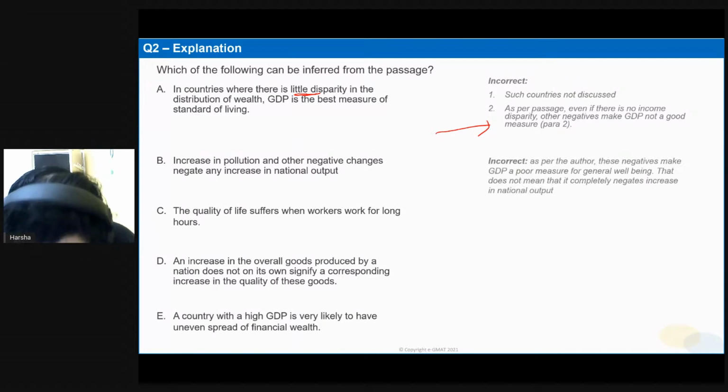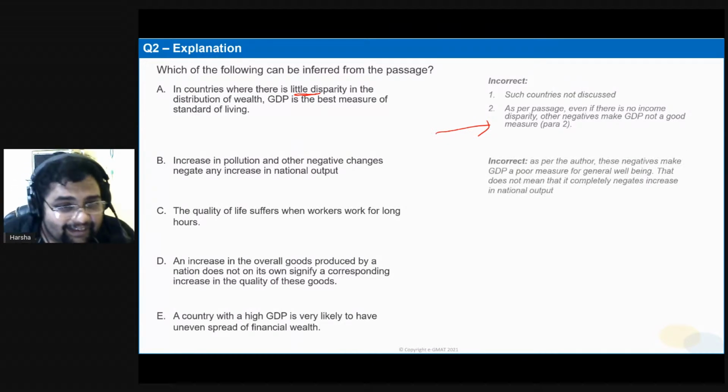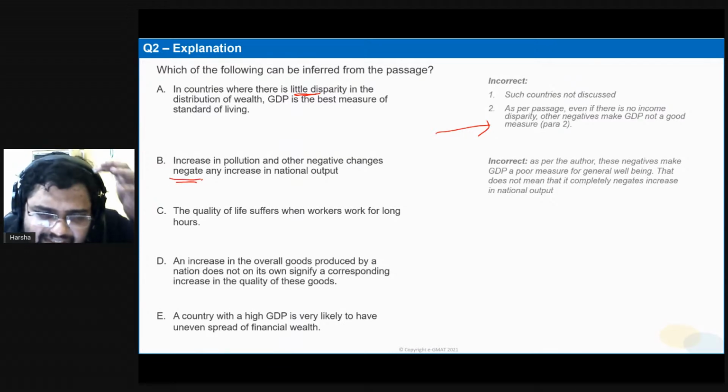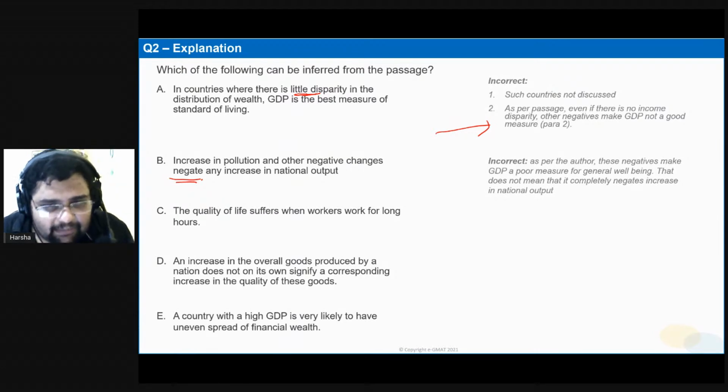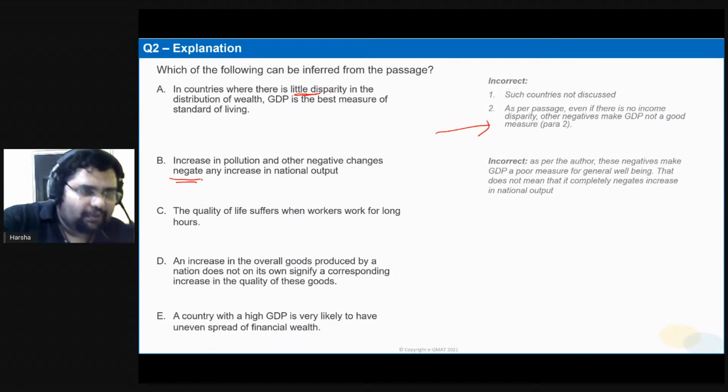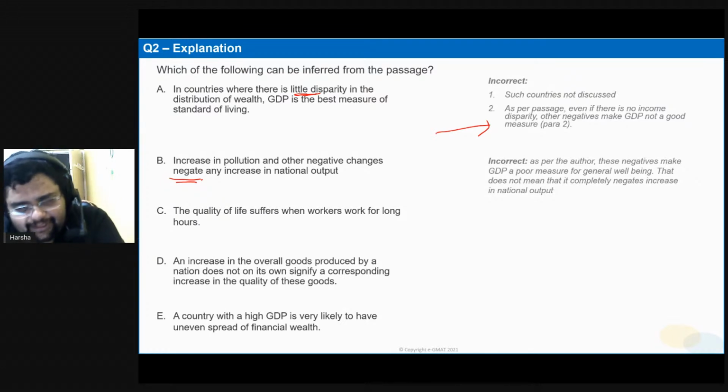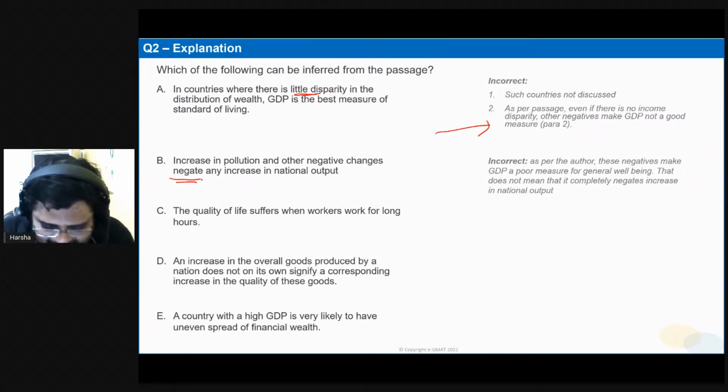Option B, increase in pollution and other negative changes negate any increase. Again, the key word is to understand what negate means. We know that at some level, along with rising national output, you can also have these negatives like increase in pollution. Does it mean that increase in pollution is negating the output? Or in other words, are you telling me that these bad things that can happen are nullifying any good thing that's happening because of national output? You cannot say that. If you really think about it, option B also makes no sense.